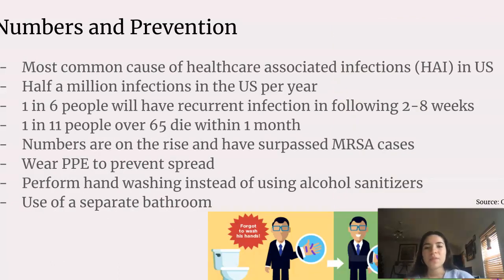Okay, so some of the numbers and prevention of C. diff. It's the most common cause of healthcare-associated infections or nosocomial infections in the U.S. We have more than 500,000 infections in the U.S. per year. Typically, most of these are caused by being in the hospital or in nursing homes. And as I said before, 1 in 6 people will have the recurrent infection in the following 2 to 8 weeks. And then, as in the mortality, 1 in 11 people over 65 years old die within a month.